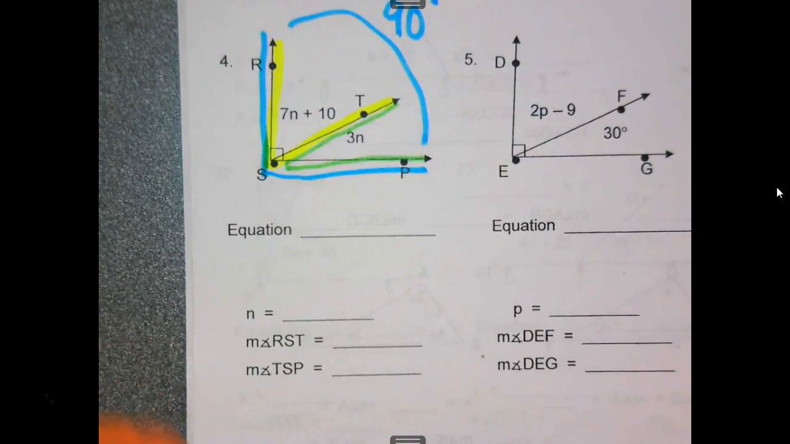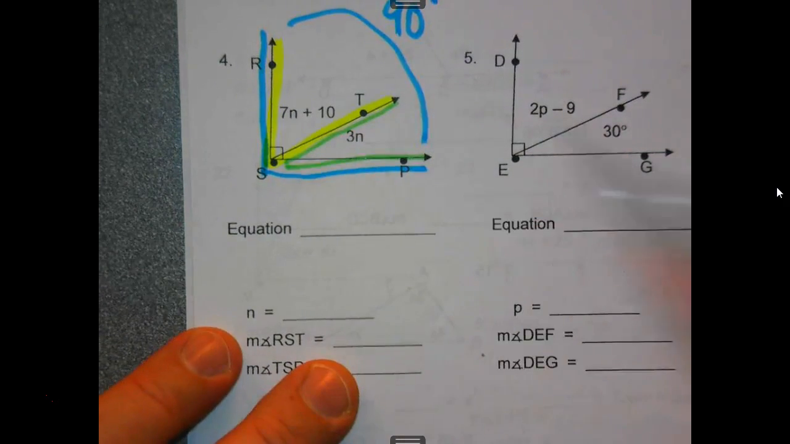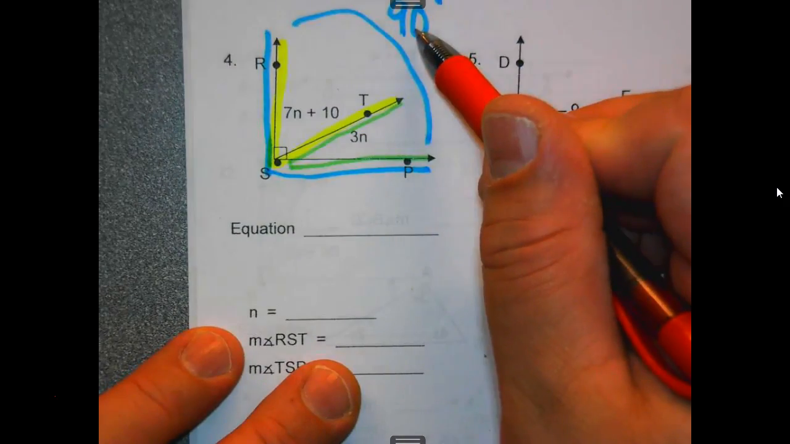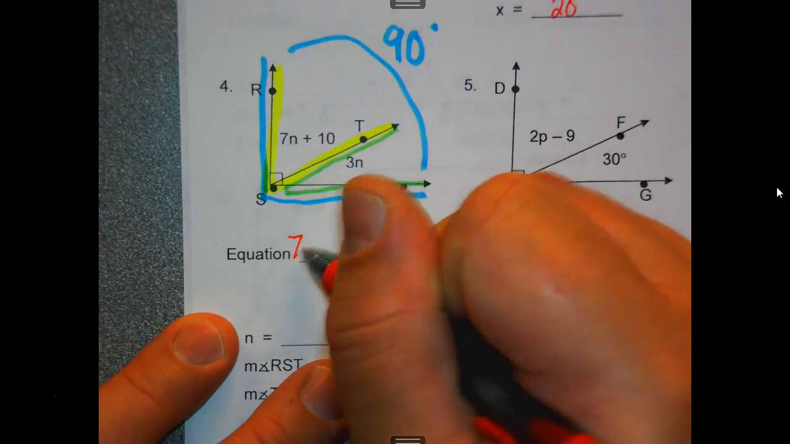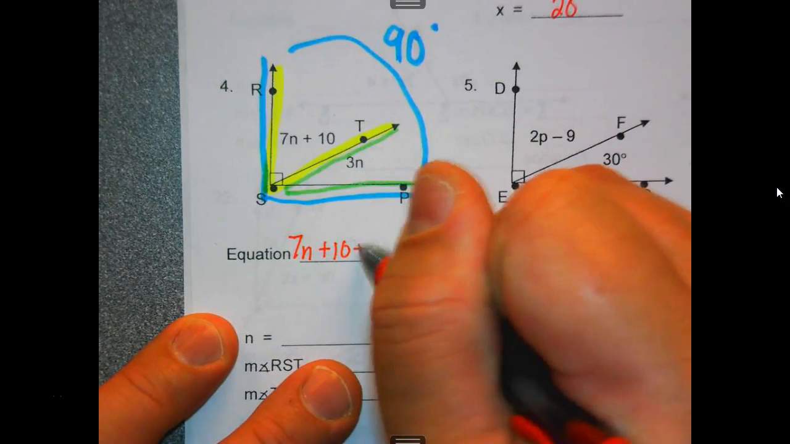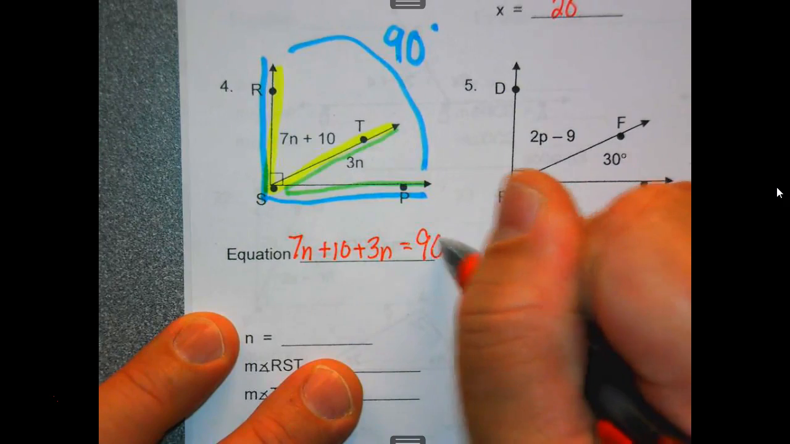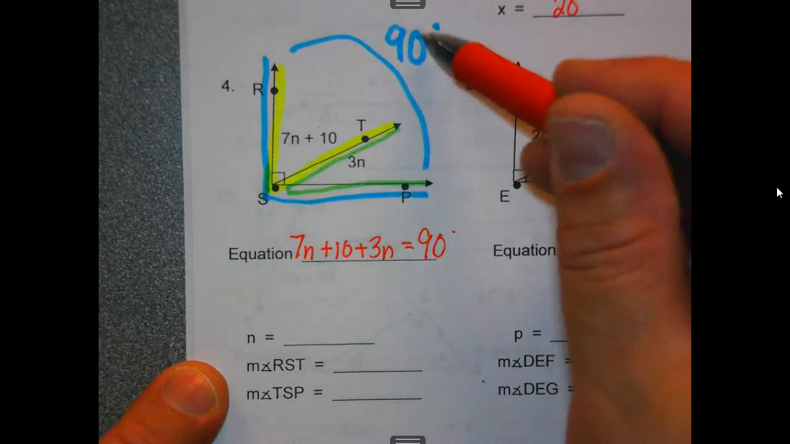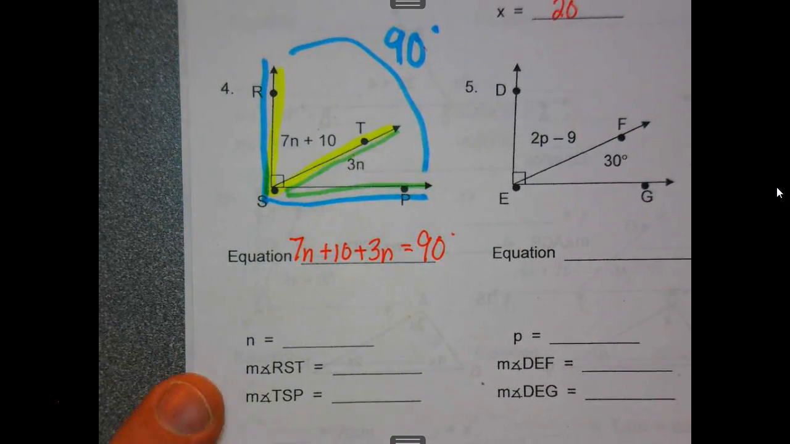Okay. So, one equation we can do, well, we know that if we add up the two little angles, they have to equal 90 degrees, right? So let's do that. 7n plus 10 plus 3n has to equal 90 degrees. So now all we have to do is solve for n. I'm adding the two little angles to equal the big angle. Has to equal 90 because the whole angle is 90.